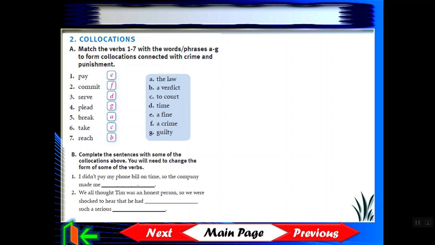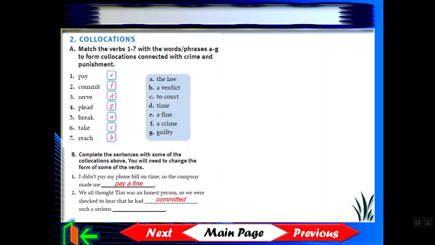Okay, let's go now to the next exercise, where you're going to use words from this list. So look at these words and try to find the best collocation in this exercise. The exercise says complete the sentences with some of the collocations above, only from the words listed from 1 to 7. You will need to change the form of some of the verbs. Number 1, pay a fine. I didn't pay my phone bill on time, so the company made me pay a fine.